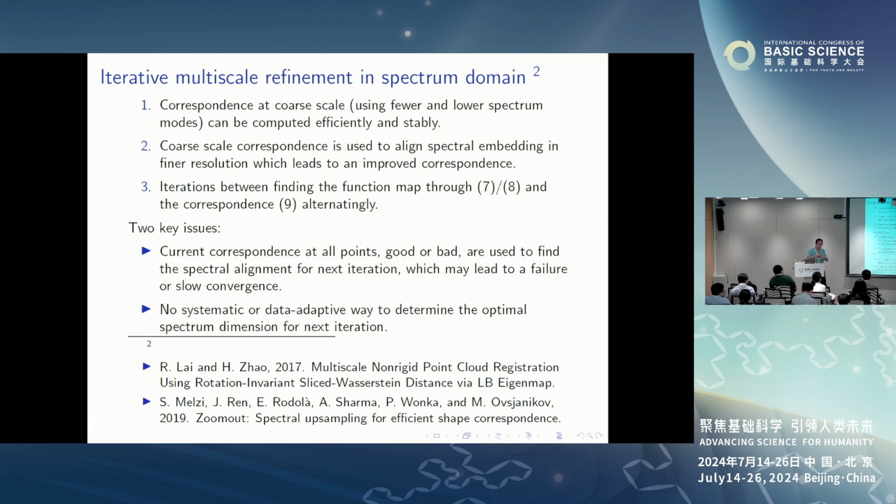Also, before, we matched with a jump from using 5 eigenfunctions to 10, to 15. It's not data adaptive, because for an easy shape, maybe you can go from 2 dimensions directly to 10, and from 10 you can already go to 20. Very fast. It should be data driven. So in our recent work, we overcame this too.